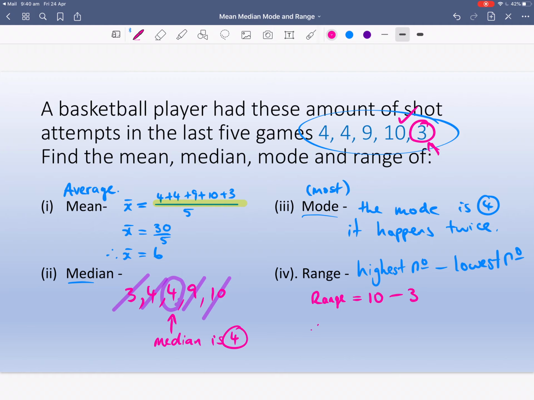And so therefore the range is 7. So it's pretty straightforward. Okay, I'm going to recap a couple of things, all right?